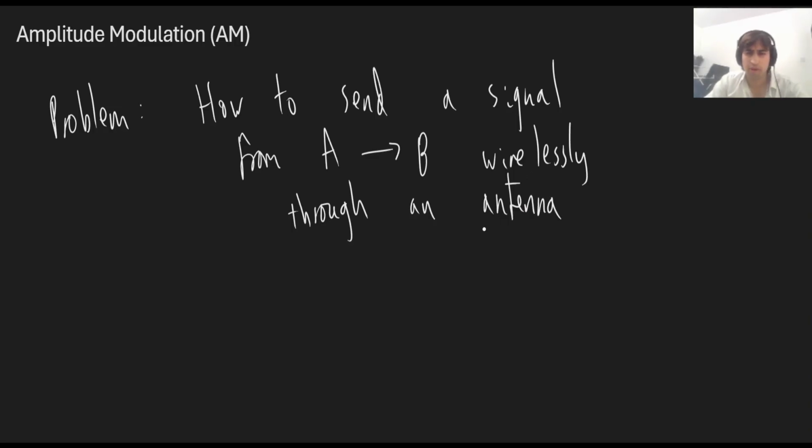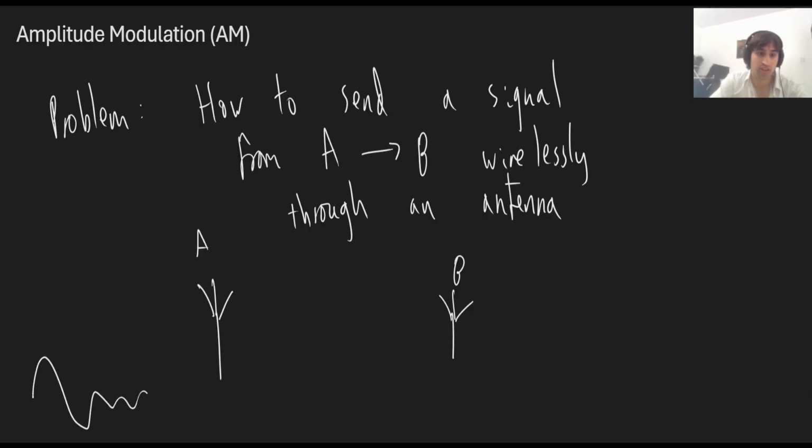So you might think that's simple. If these are two antennas, so that's A and this is B, and you are speaking through a mic, that will produce some voice data. So that's our voice data. Surely you could simply attach the mic straight through to the antenna and then send this voice signal directly from A to B, and then your friend could capture it.